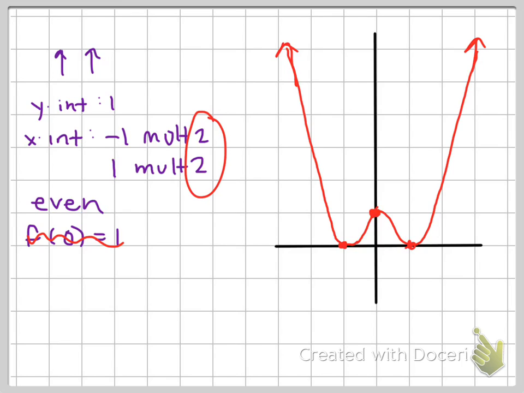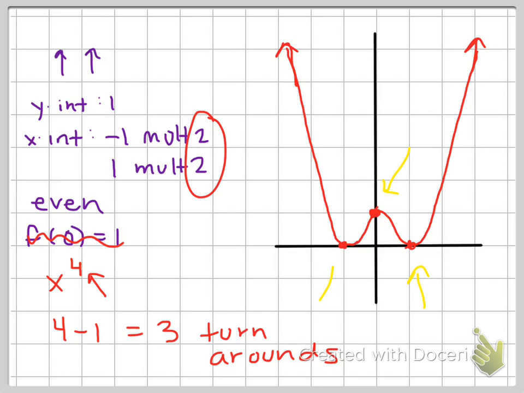And one thing I didn't go over, my first term was x to the 4th power. So my highest exponent was 4. If I do 4 minus 1, I have 3 possible turnarounds. And notice when you look at the graph, we have the 3 turnarounds that we would need. So here's 1, there's 2, and there's 3.